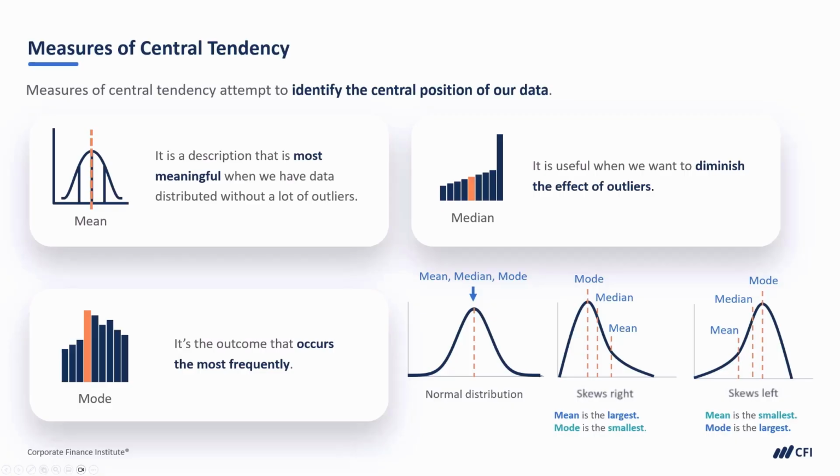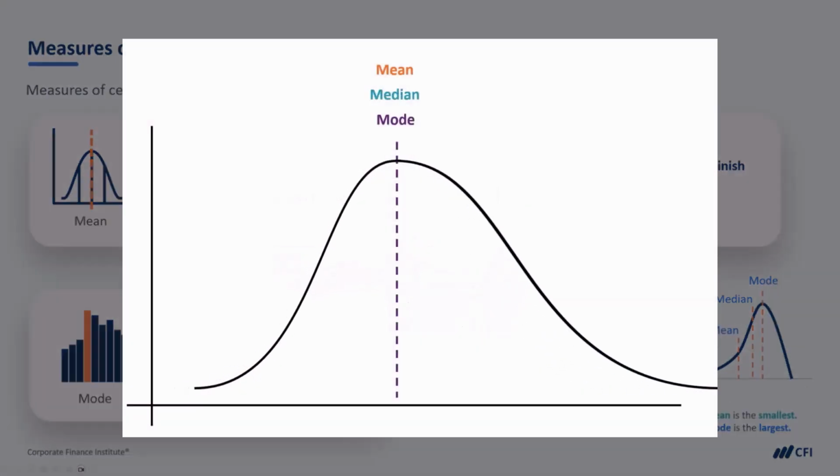If we see our mean, median, and mode line up so our mean is the smallest and the mode is the largest, it indicates our data is skewed to the left. Or when the pattern is reversed, it would indicate that our data is skewed to the right.